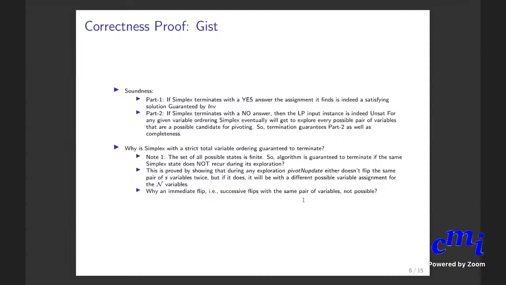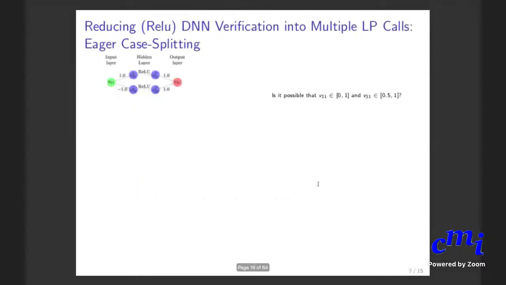So, any questions here? I know this is a sketchy proof, but those are some of the key ideas as to why simplex works. Does anybody have any questions?